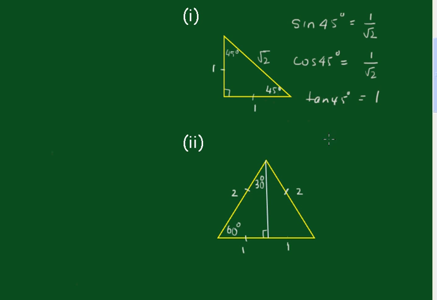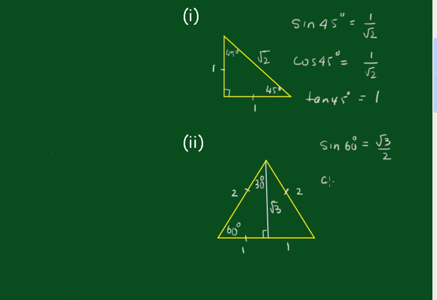So we can see that the sine of 60 degrees here. Now to get this one here, again from Pythagoras, that'll be 2 squared, 4, minus 1 squared, 1, which is 3. So this is root 3. So that'll be simply root 3 on 2.